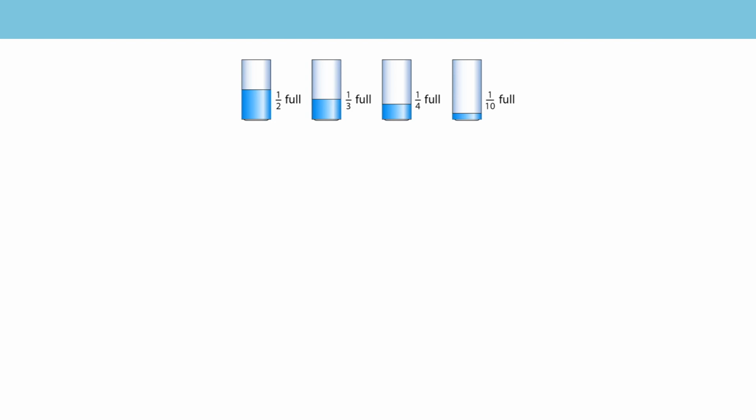Well done. Now I'm going to show you what these containers would look like represented on a vertical number line. So here we have vertical number lines. I have marked each number line with a 0 and a 1, representing one whole container each time. As you can see, half is halfway between 0 and 1.